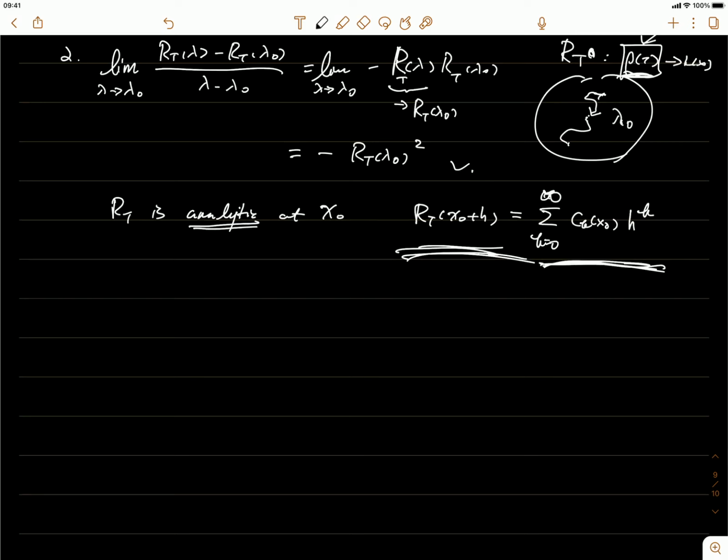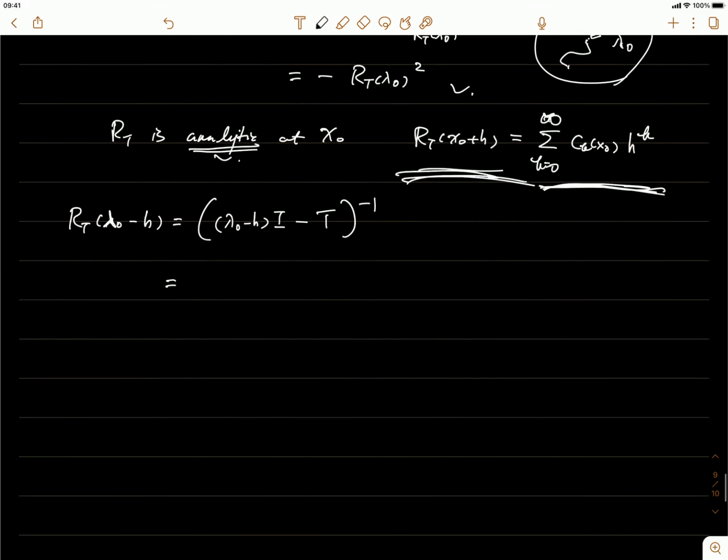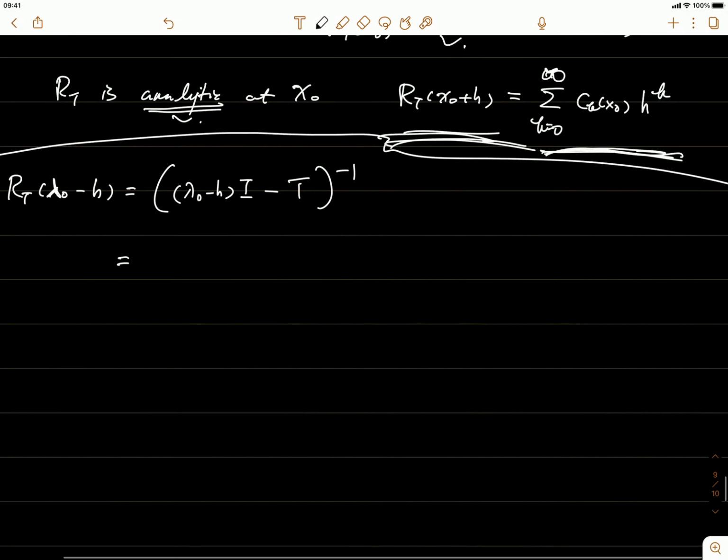You can also see this by directly calling the definition of analyticity. Right here, I'm going to have lambda 0, say lambda minus h. By definition, that just means the inverse of lambda 0 minus h, I plus or minus T. Let's see if it can be expanded in a power series. If we can, that's another way to show that it's analytic at the point x0.